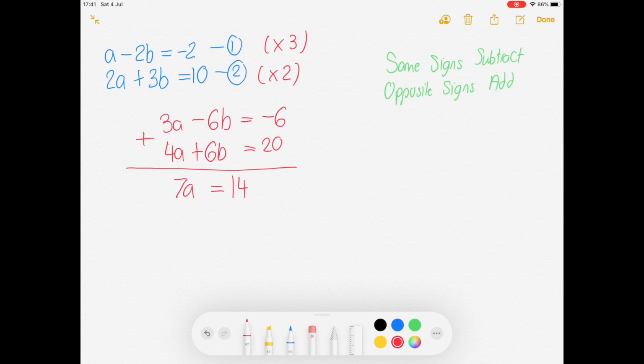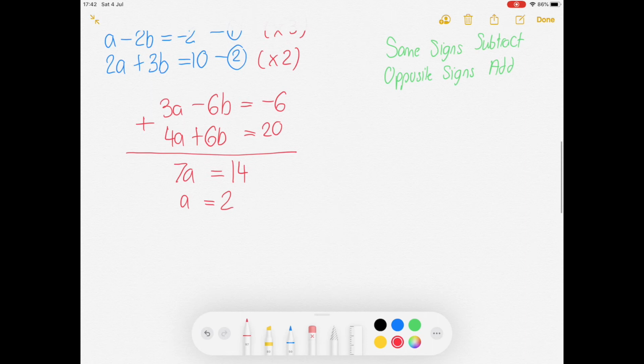Well, what's stopping us from having a on its own? It's the 7. So it's going to be a equals 2 because I've divided by 7 on both sides. Knowing that a equals 2, I'm going to substitute into equation 1. So that is 2 minus 2b equals minus 2.